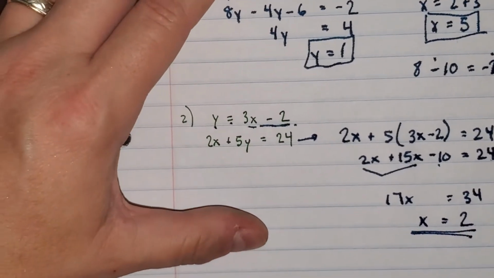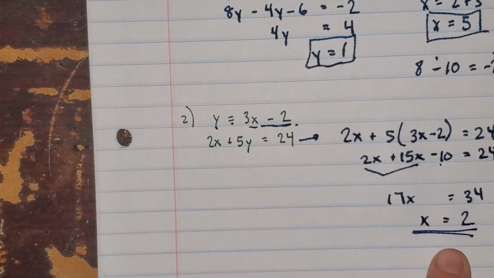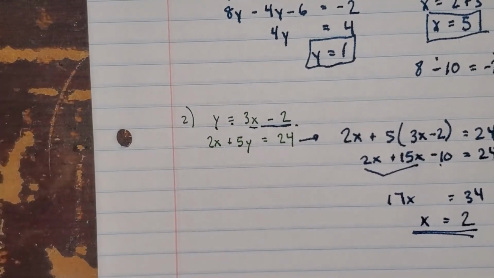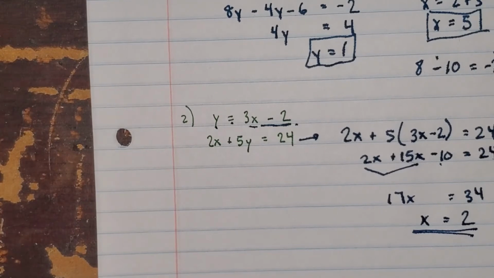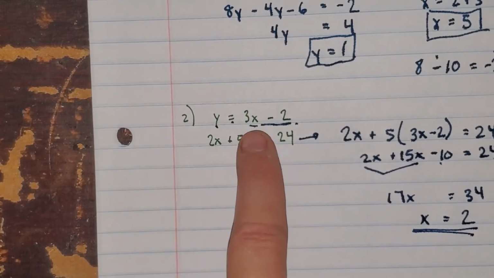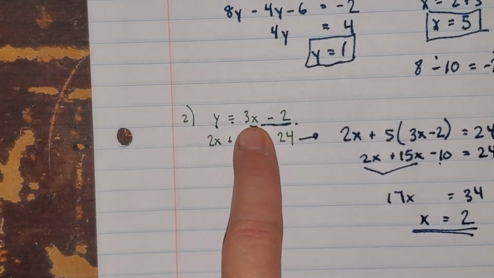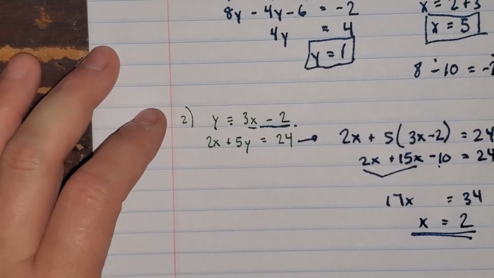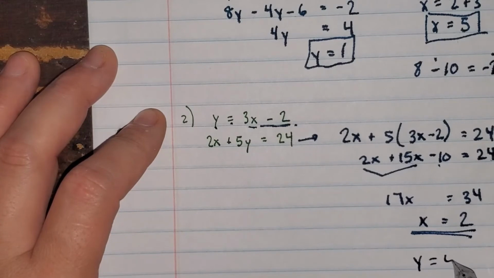Now what? Substitute this value into one of these equations. I'm going to sub it into the top one, and I'm going to do it mentally. A lot of this you can do mentally. So take that 2, plug it in here. Well, 2 times 3 is 6. What is 6 minus 2? It's 4. So y equals 4.